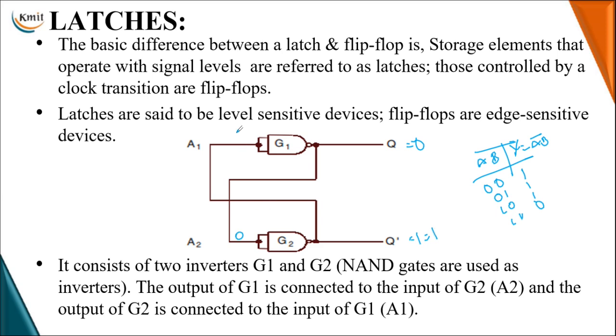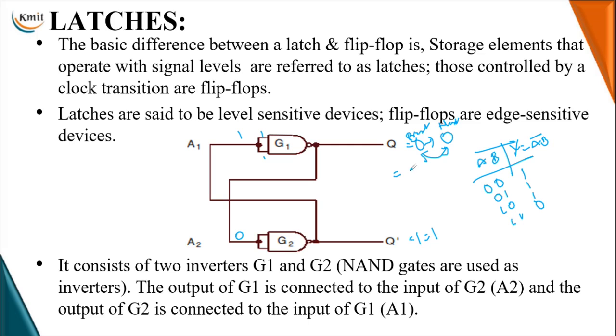So this 1 is applied on A1 of gate G1. Since both inputs are 1, the output, which is the next state, will be 0. The first NAND gate output will give you 0. So it will restore the 0 again; the present state is 0, so this will restore your 0.